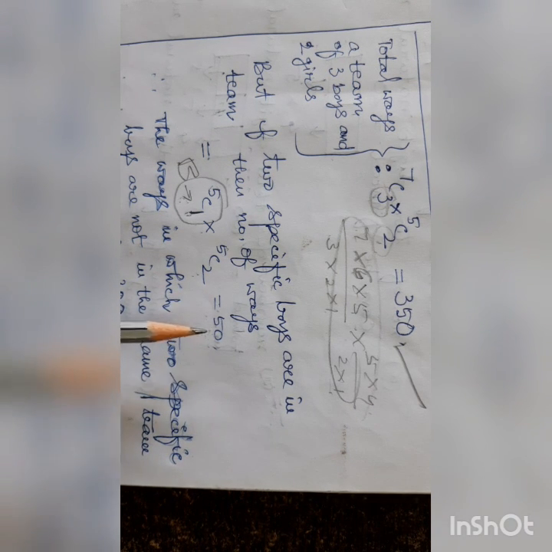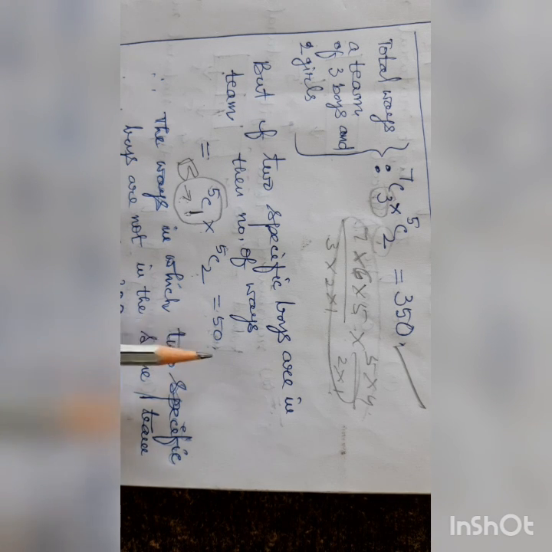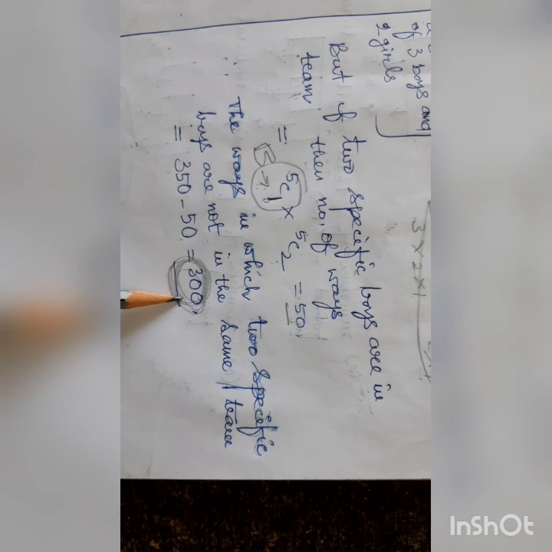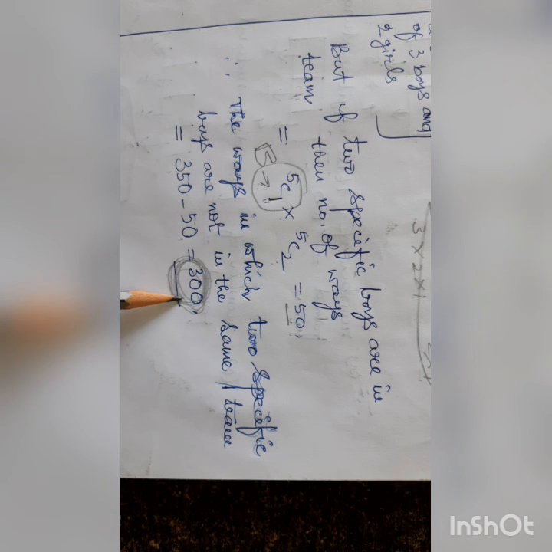This is the count if the 2 specific boys are in the team: 50. This 50 I want to subtract from 350. So 350 minus 50 equals 300. These 300 ways we can select the team when the 2 specific boys refuse to come into the team together. That is the answer.